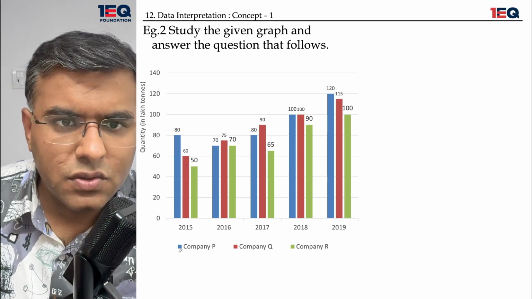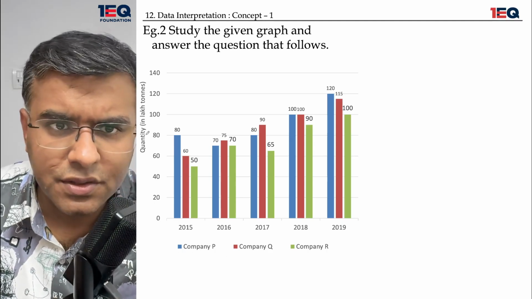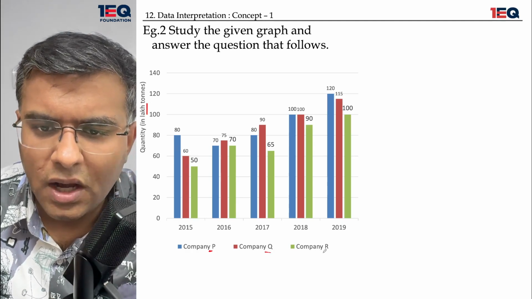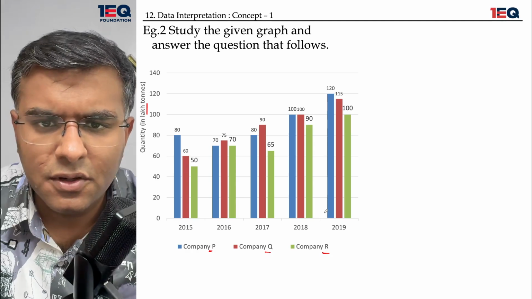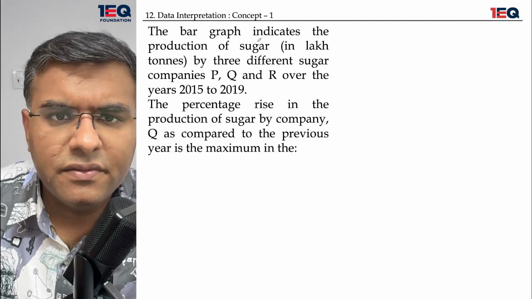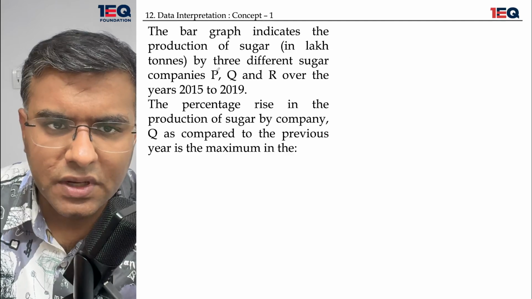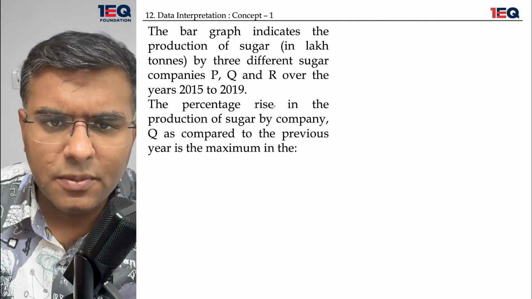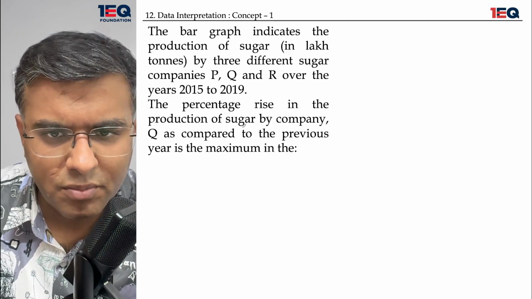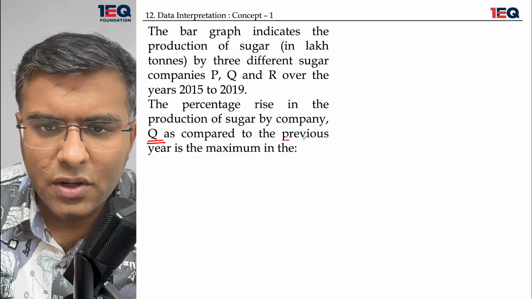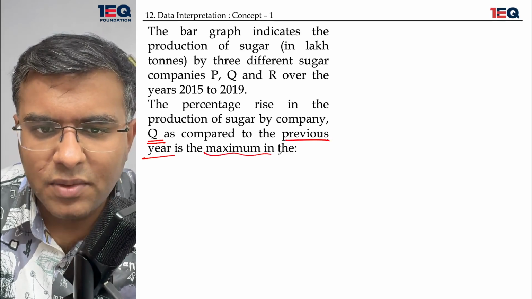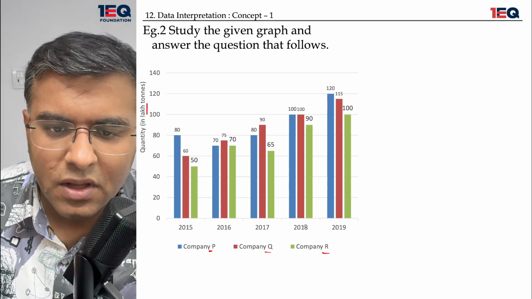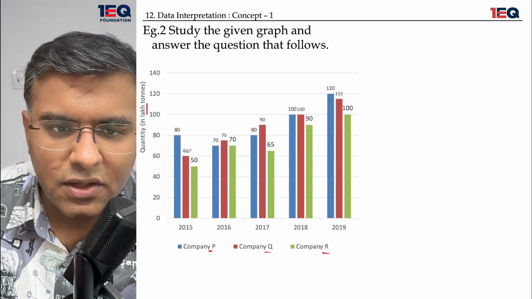So we have the production, in lakh tons, for companies P, Q, and R, and again 5 years of data is given to us. The bar graph indicates the production of sugar in lakhs by three different sugar companies over these 5 years. The percentage rise in production of sugar by company Q as compared to the previous year is maximum in which year? So let me take you to the question. Our only focus is that of company Q.